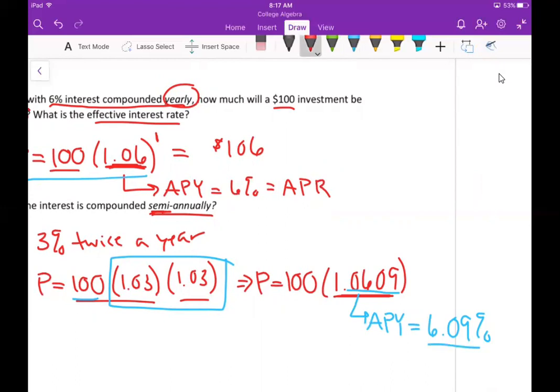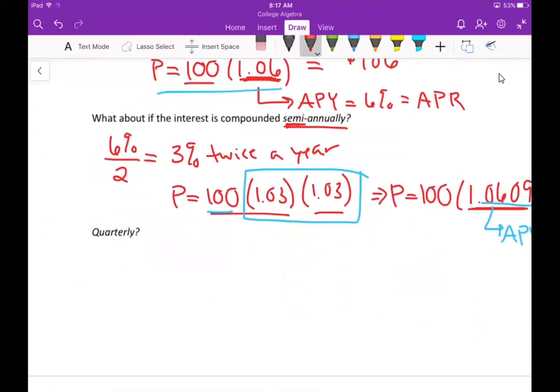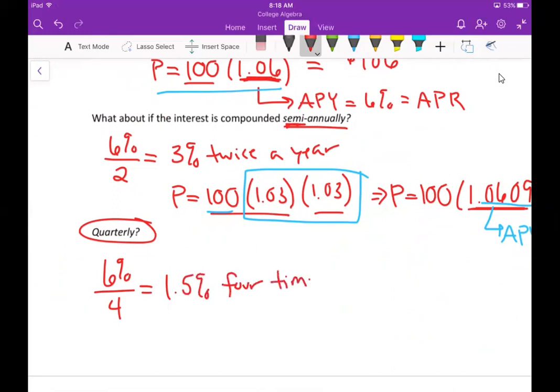So what do I make in the end? Take that times 100 and you make $106.09. And you make more money the more often it's compounded. So make sure you can understand this and try this with a quarterly compounding. So same information, but compounded quarterly. So that means 4 times a year. All right, pause if you need to do that, but we're going to do it right now. So we're going to take that 6% annual, that APR, and divide it by 4 to figure out that we get 1.5% 4 times a year.